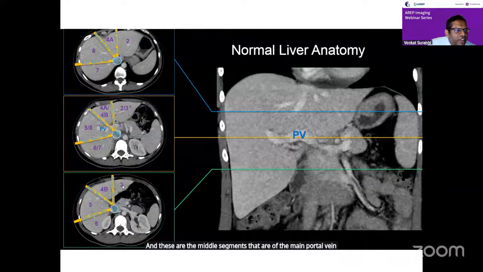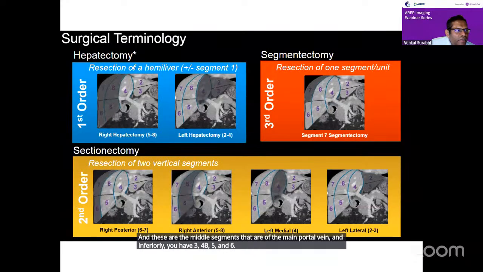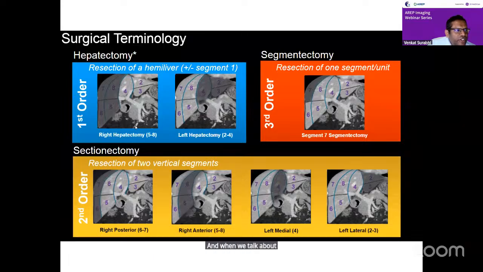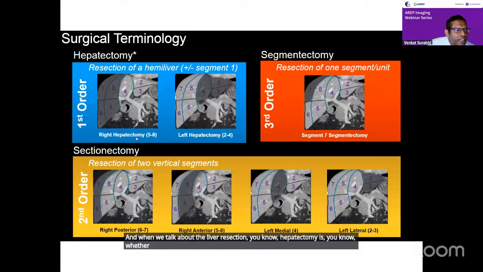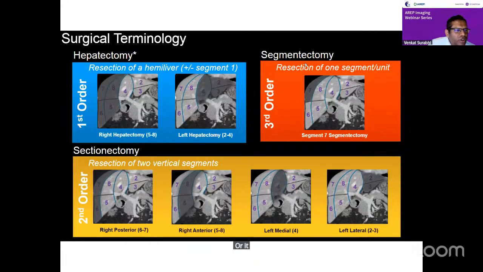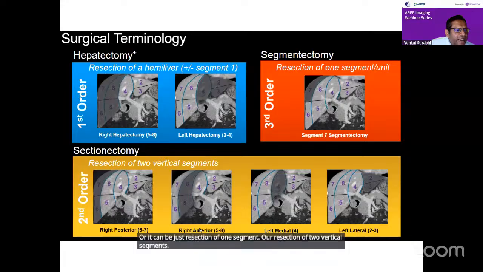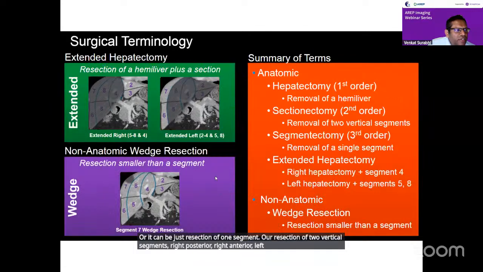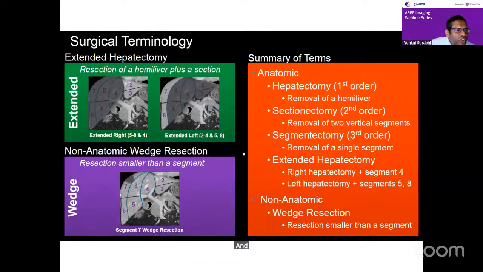And inferiorly, you have 3, 4B, 5, and 6. And when we talk about liver resection, hepatectomy, whether you do the right hepatectomy, segments 5 to 8, or left hepatectomy, segments 2 to 4, including caudate lobe segment 1, or it can be just resection of one segment, or resection of two vertical segments: right posterior, right anterior, left medial, left lateral. And sometimes one can do the extended hepatectomy.